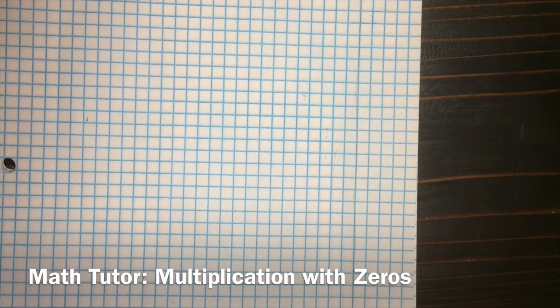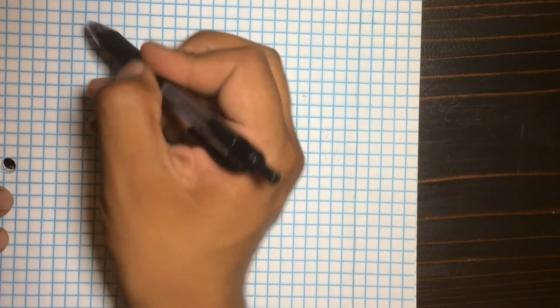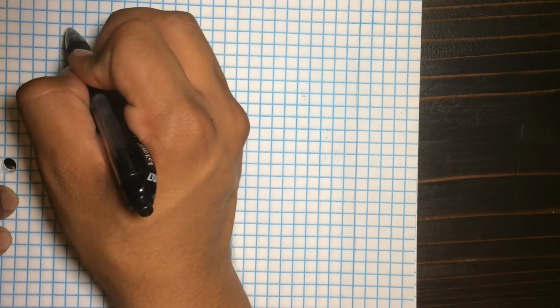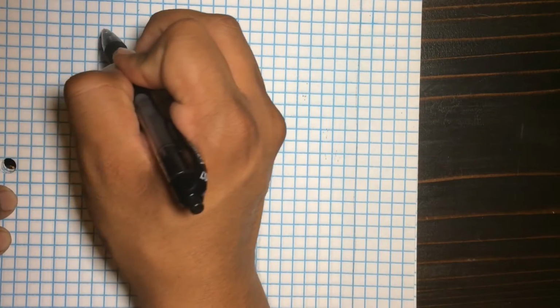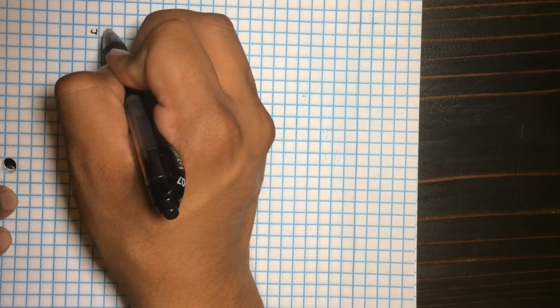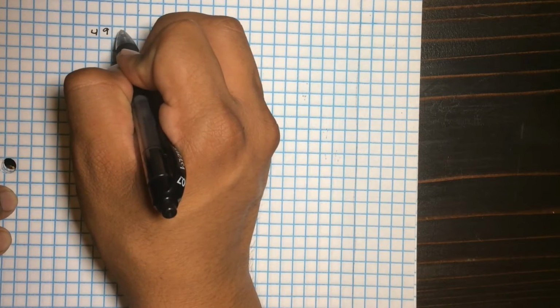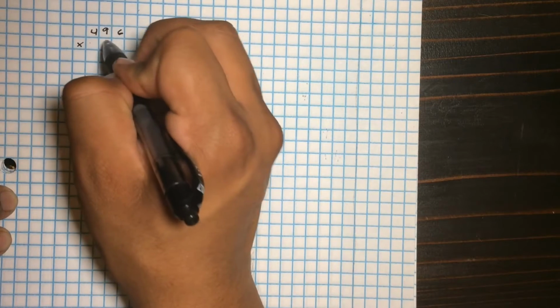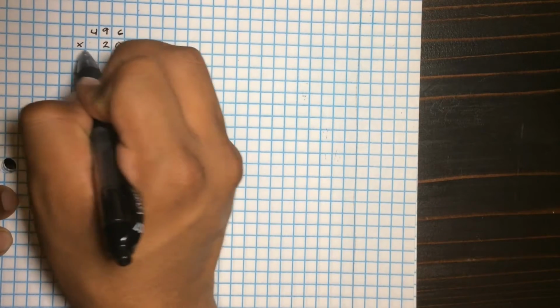Okay, so let's take a look at multiplying 3-digit by 2-digit numbers in the algorithm using zeros. So let's start off with one here. Let's go with 496 times 20.